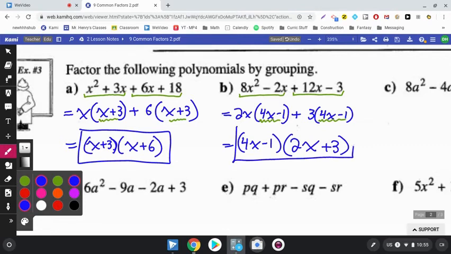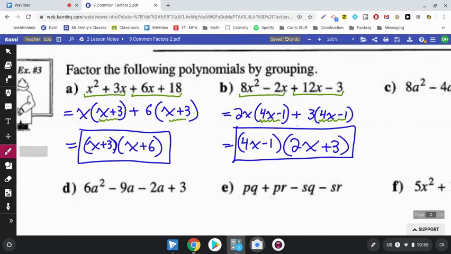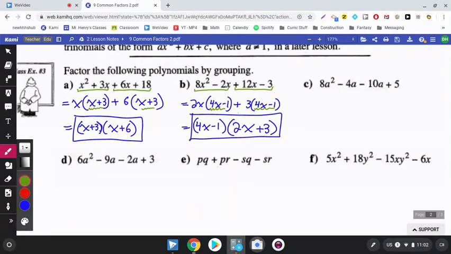There you go. My 2 factors. One of them is 4x minus 1. One of them is 2x plus 3. There is my answer. And I am going to do C quickly ahead of you guys, and then you'll be able to do D, E, and F to finish it off.